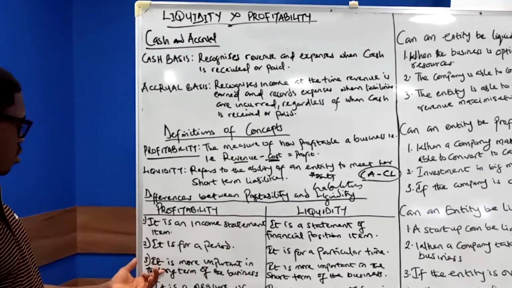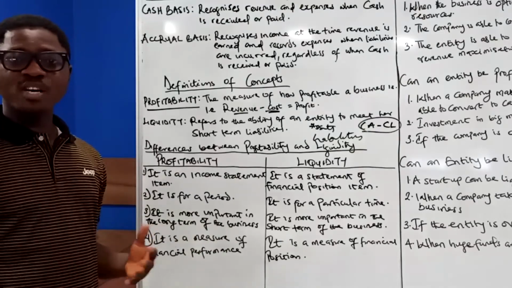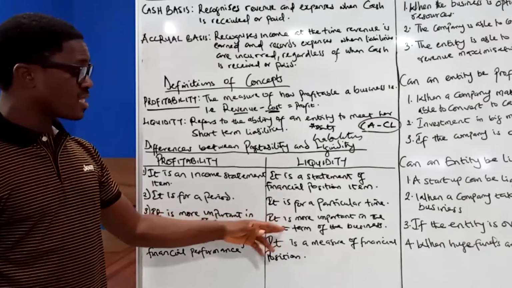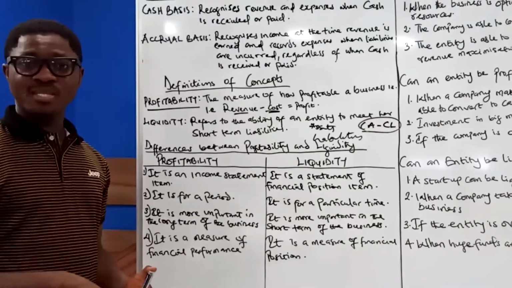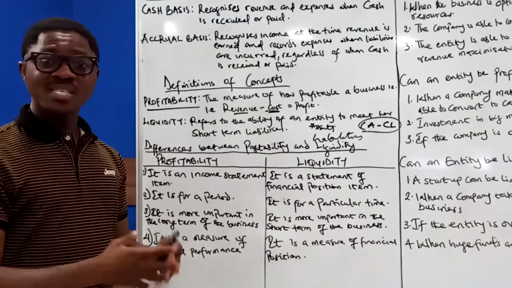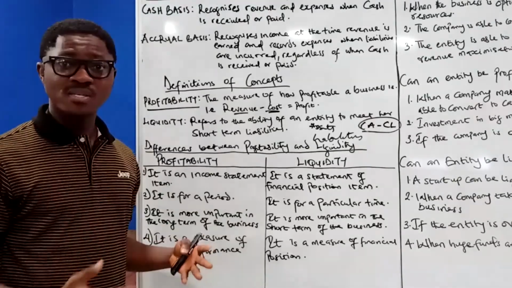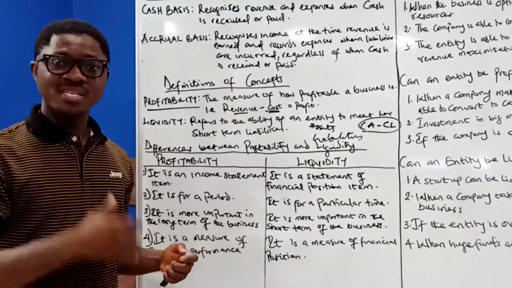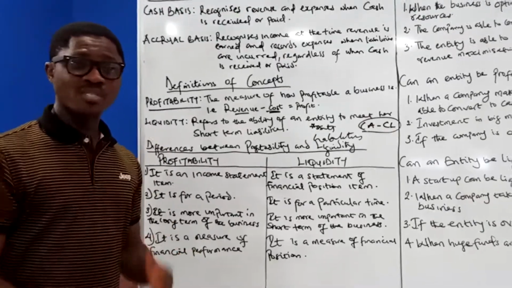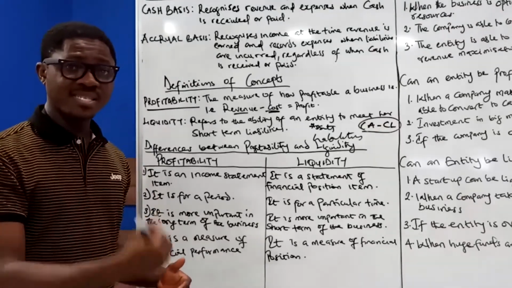Let's also go to the third one. Profitability is more important in the long term of the business. A business that is not profitable now doesn't necessarily mean it will not be profitable in the long term. But liquidity is more important in the short term. Why? Because the moment an entity cannot meet a short-term liability, it simply means the company is insolvent. The going concern of the business is threatened, because if the company cannot meet its current liabilities, the existence of the business is threatened and questionable.